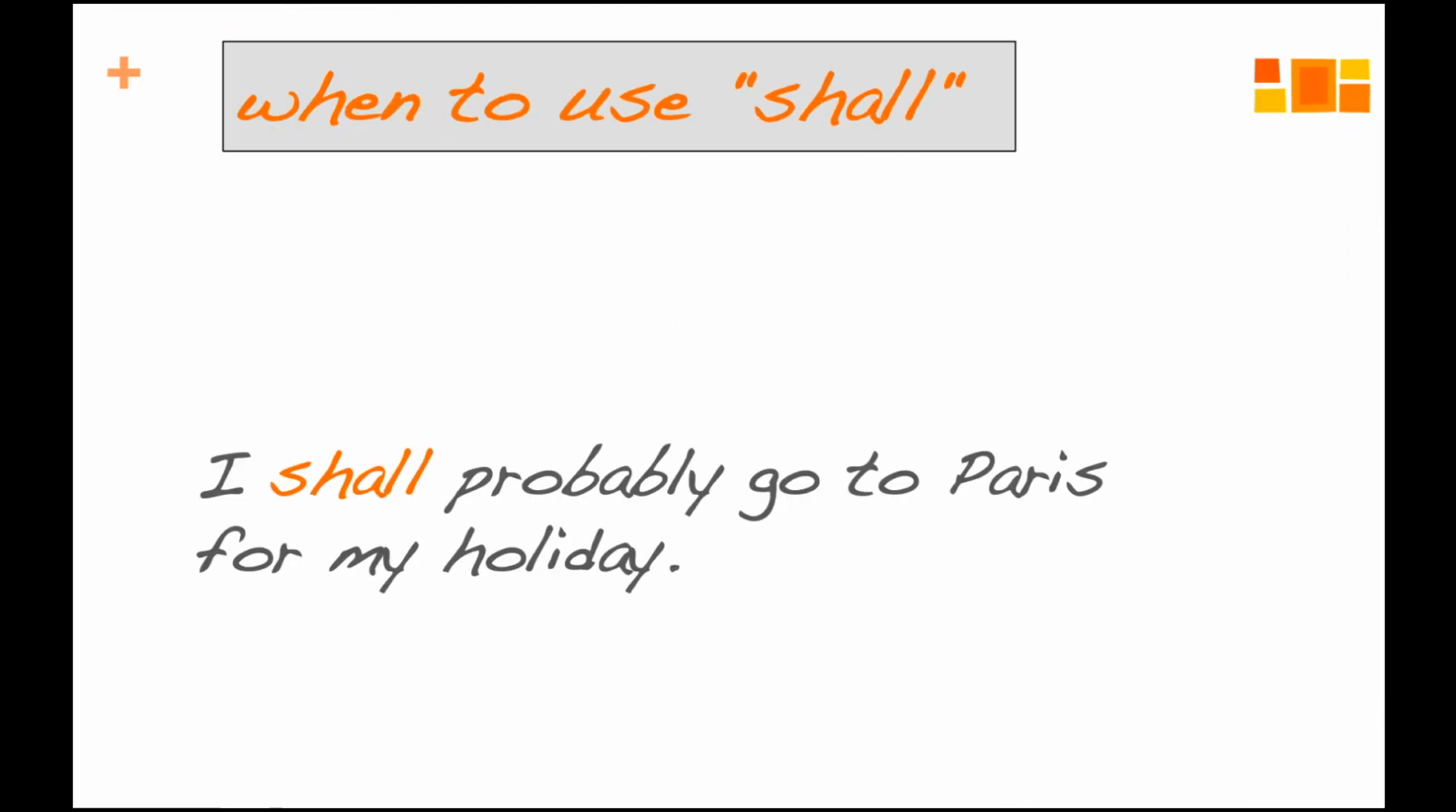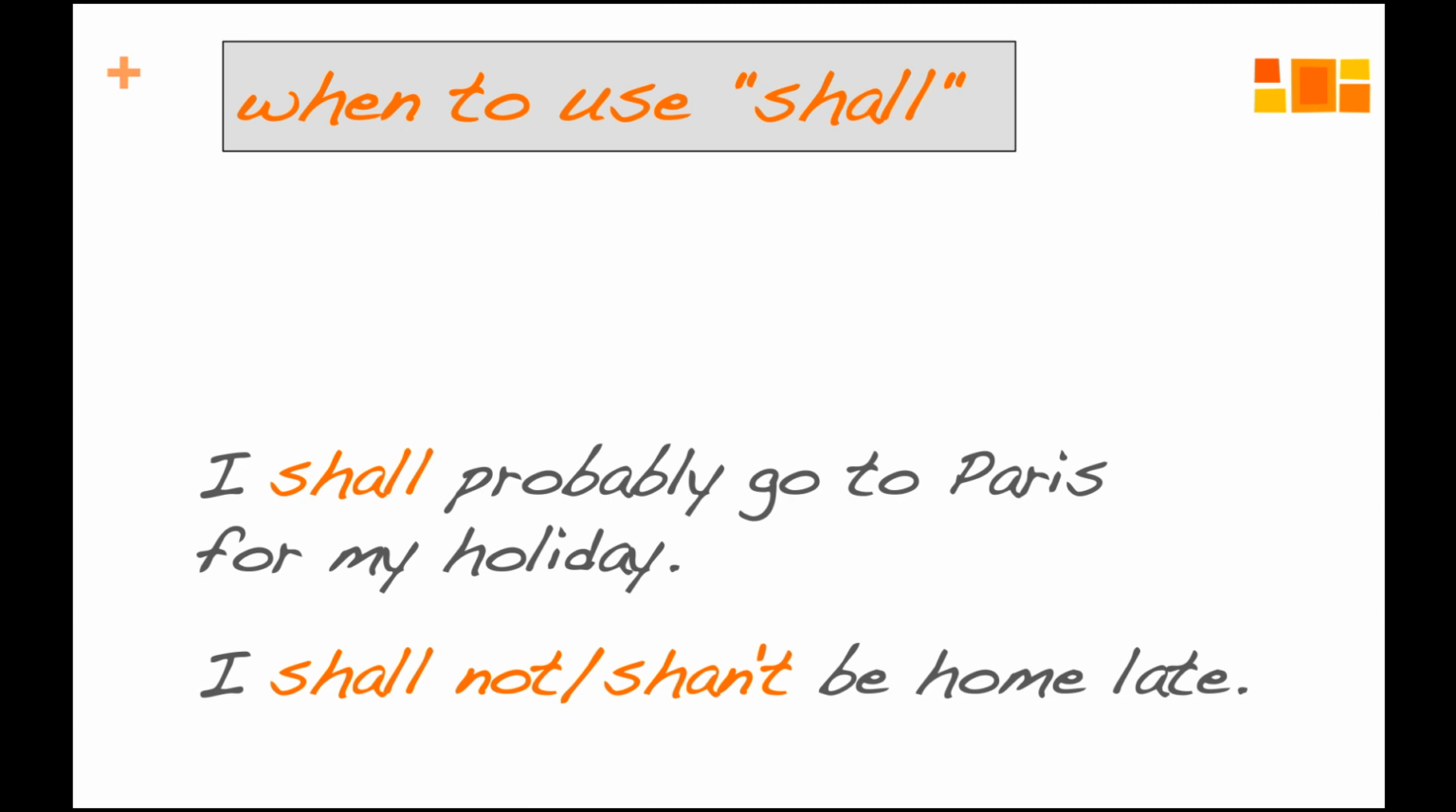Good, let's continue. Now, these two sentences are not questions and it's still okay to use shall. You can use shall here. I shall probably go to Paris for my holiday. You can of course also say I will probably go to Paris. No problem with that, but you can use shall here. And you can say I shall not be home late. And there is actually a short form for shall not, and it's I shan't. I shan't be home late.